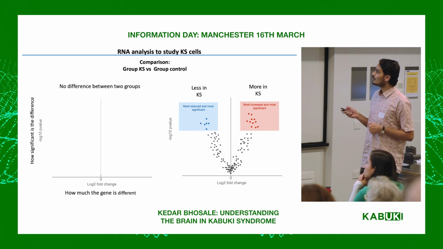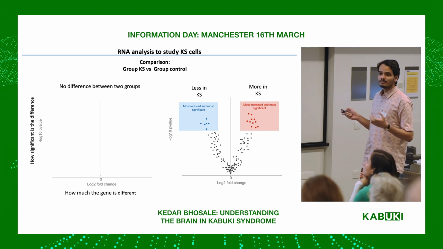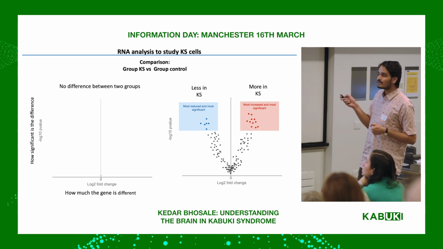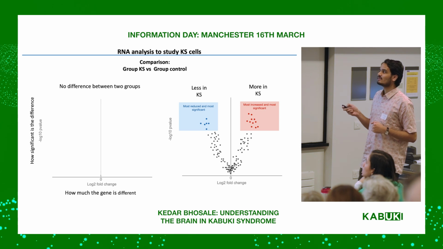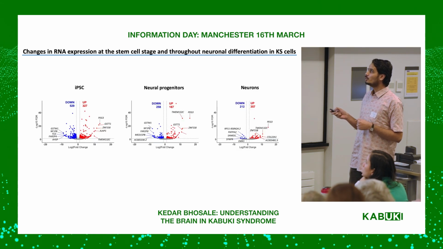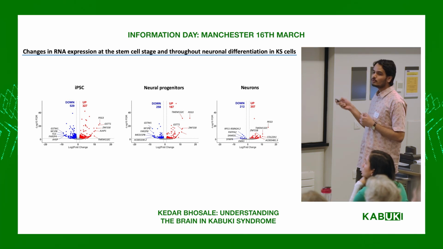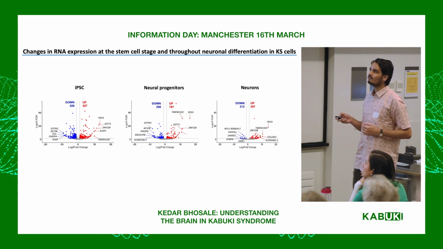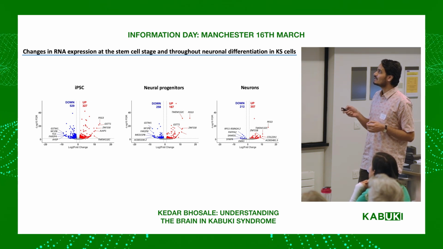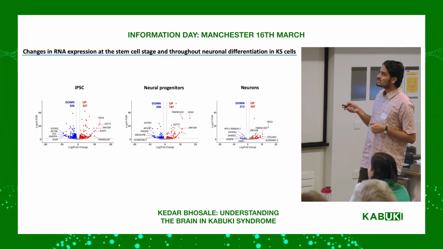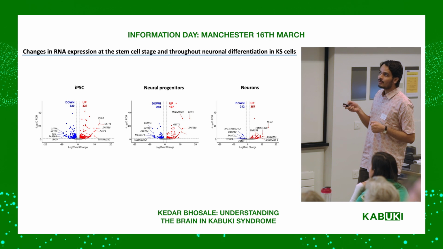Here in this plot, these little dots each represent a gene. When genes are on the right side, that means these particular genes are more expressed in case of Kabuki syndrome, and the genes on the left side are less expressed in case of Kabuki syndrome. We do this kind of analysis at all the different stages of conversion of stem cells into neurons. There are 3 specific stages that we take into consideration: the stem cells, the progenitor, which is the intermediate step, and the mature neurons. At each stage of this conversion, we find some genes that are going up or going down.